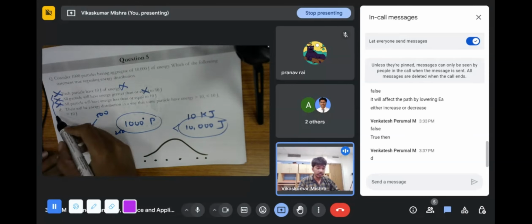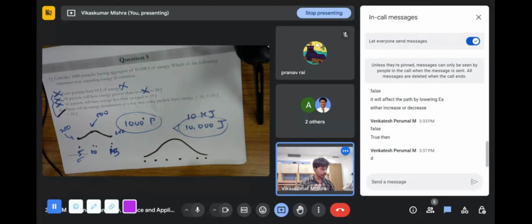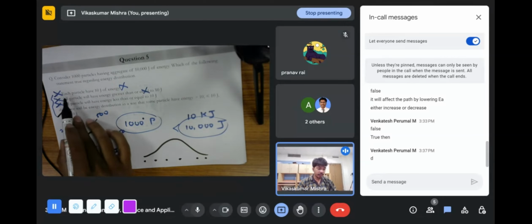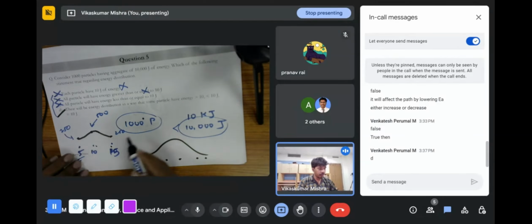Yeah, so option D is the correct option. Yes, Ram, it is. And so that's how. What about the first case? If we talk about what they are saying.